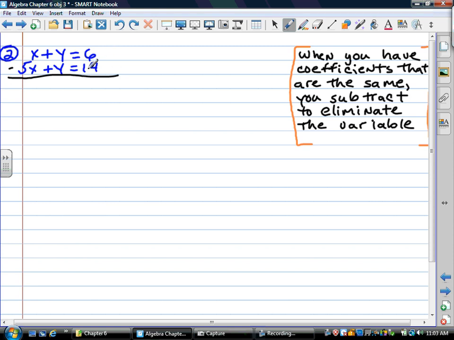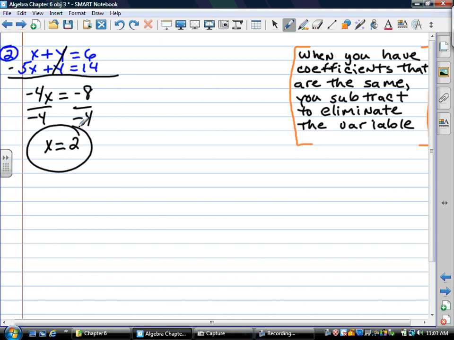Now let's do this. This is 1x minus 5x, which is going to be -4x. The y's eliminate. 6 minus 14, that's going to be -8. We divide by -4 on both sides of the equation. X is going to be equal to +2.